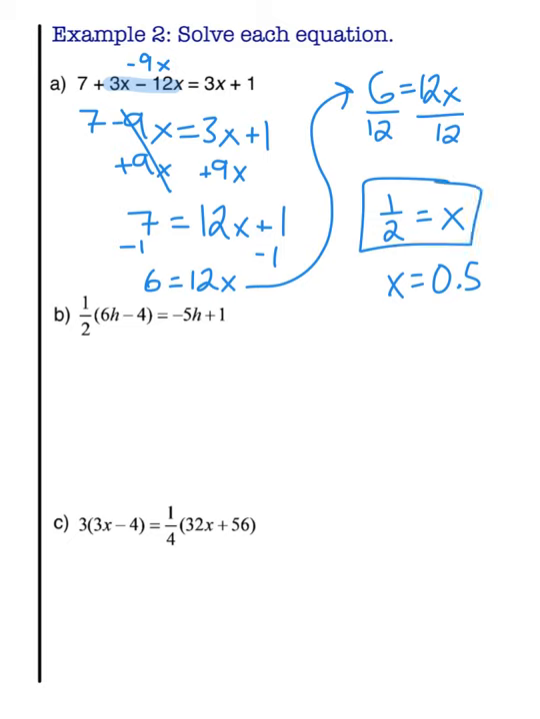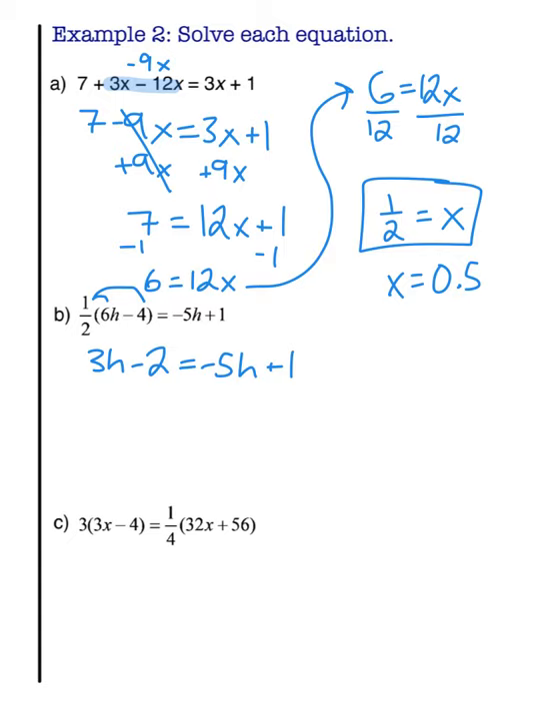All right, part B. I have 1/2 times (6h minus 4) equals negative 5h plus 1. Lots to simplify here. I have a 1/2 multiplying outside of a parentheses. I can use the distributive property to simplify that. So 1/2 of 6h is going to be 3h, and 1/2 of negative 4 is going to be negative 2. So I have 3h minus 2 equals negative 5h plus 1.